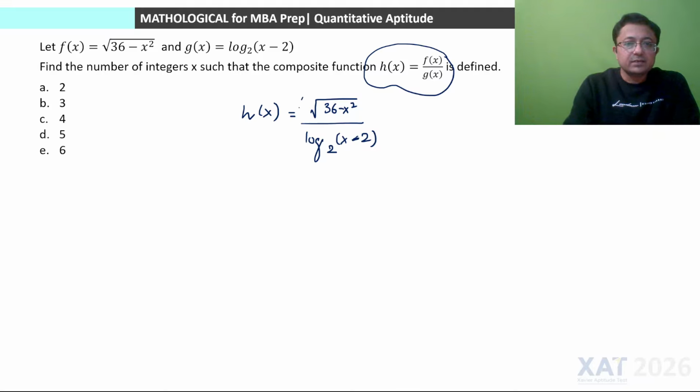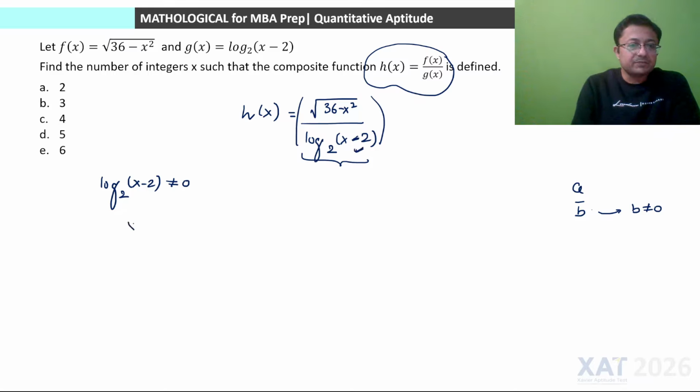So for any function, let us say function a by b, this is defined only when b is not equal to 0. So that is the first condition: log of x minus 2 on the base 2 should not be equal to 0. Additionally, because it is a log, the argument of the log must be a positive value, that is, x minus 2 should be greater than 0. This is the second condition. And the third condition: 36 minus x square, the value inside the square root, must always be non-negative. So 36 minus x square should be greater than or equal to 0.